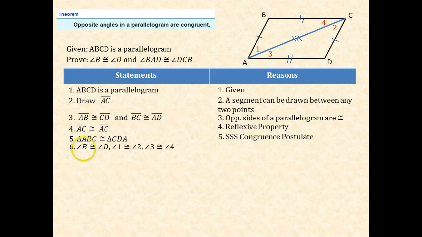Okay, so now we can use corresponding parts of congruent triangles to say that angle B is congruent to angle D, because those are corresponding parts of congruent triangles. We can also say that angle 1 is congruent to angle 2, and we can say that angle 3 is congruent to angle 4.